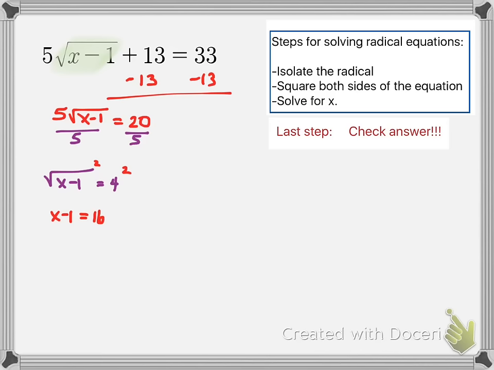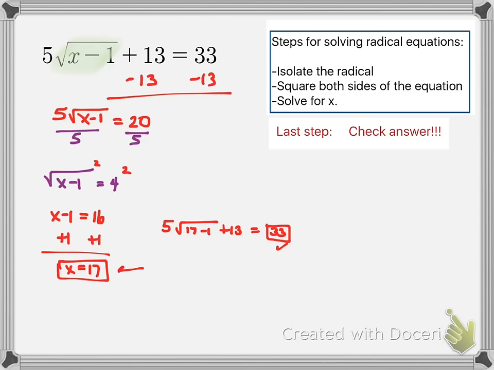And that would mean that your x value, if we finish this off by adding 1 to both sides, you would figure out that your x value is 17. And you'd want to plug this back into the original thing. You just want to replace your x value with a 17. And you'd want to make sure that you get 33. You do? So your correct answer is 17.